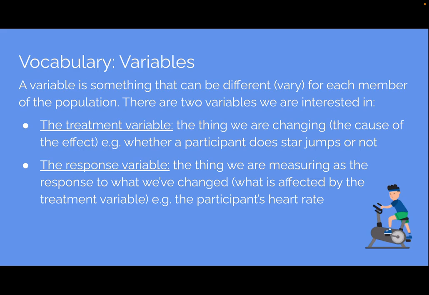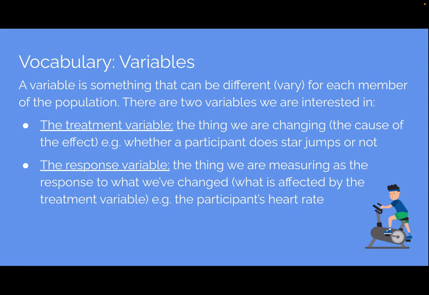First of all, we need to do a little bit on vocabulary. So this is variables. A variable is something that can be different or vary for each member of the population. We use variables a lot, both in maths and statistics. There are two variables we're interested in for experiments: the treatment variable, which is the thing we're changing, and the response variable, which is the thing we're measuring as the response to what we've changed. You can think of the treatment variable as the cause, and the response variable as the effect.